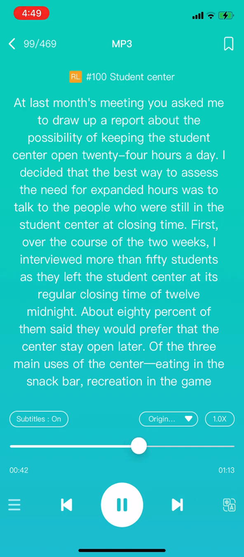Almost all of the people I talked to said that their main reason for being in the center after 10 p.m. was to study in groups or to find a quiet place to study because their dorm was too noisy. Of course, many of these people use the snack bar or TV room for breaks.